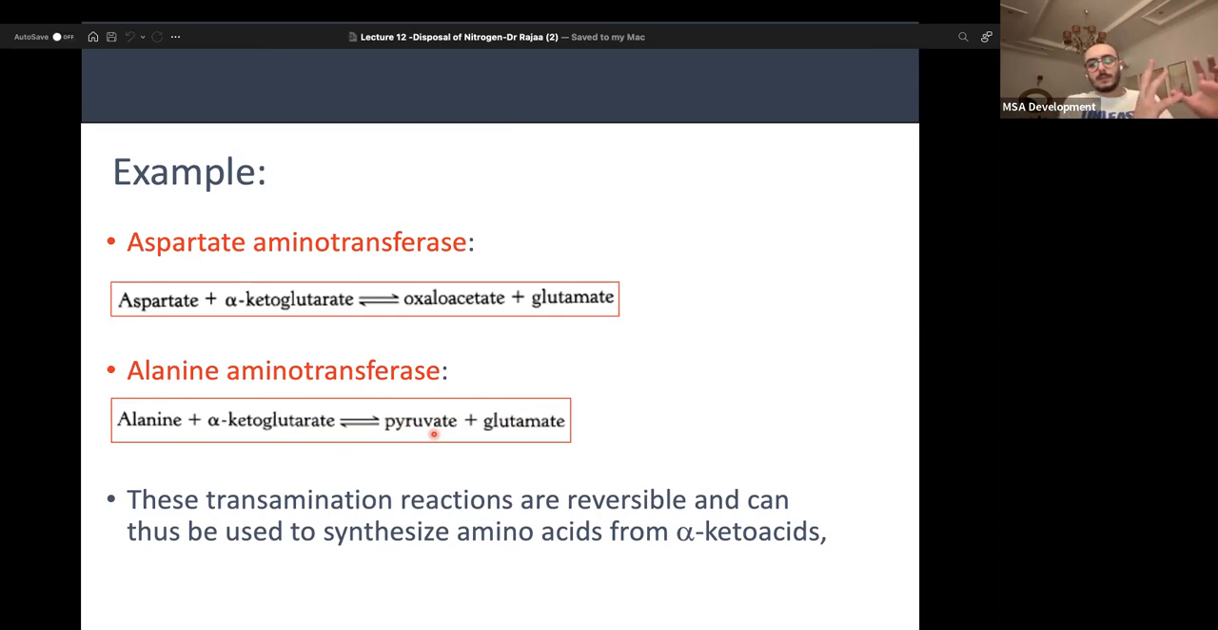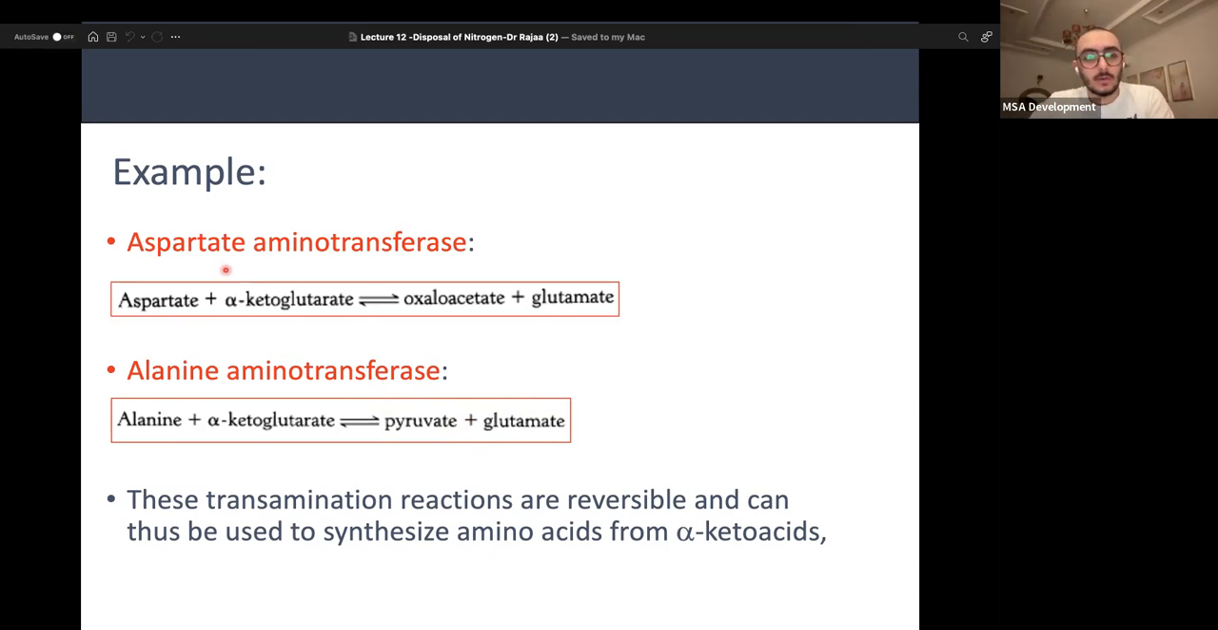Pyruvate is part of glycolysis, and it is what comes from glucose. After that, it continues to the TCA cycle and so on until it forms ATP. So pyruvate is actually a form of ATP that your body can deal with. Okay, glutamate is the carrier of that toxic alpha amino group, and that's how your body will get rid of it.